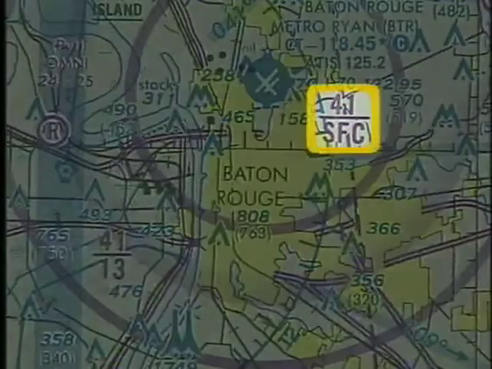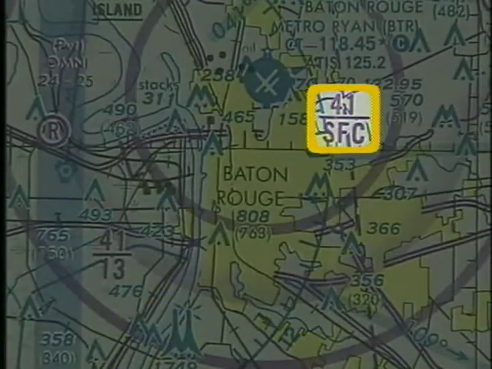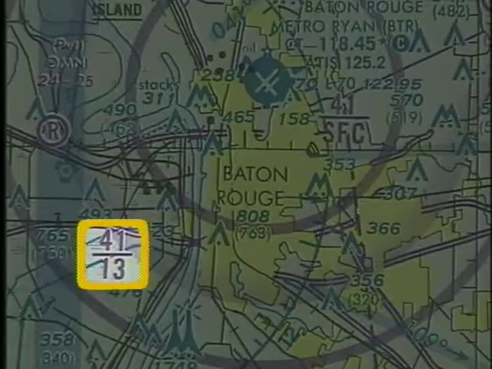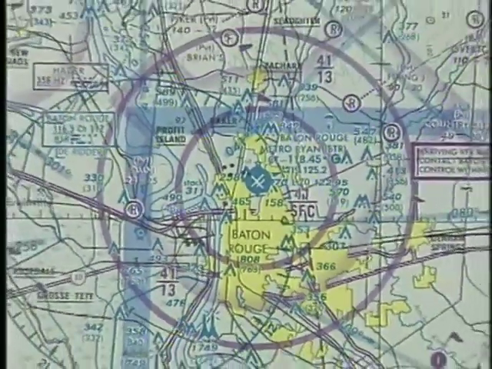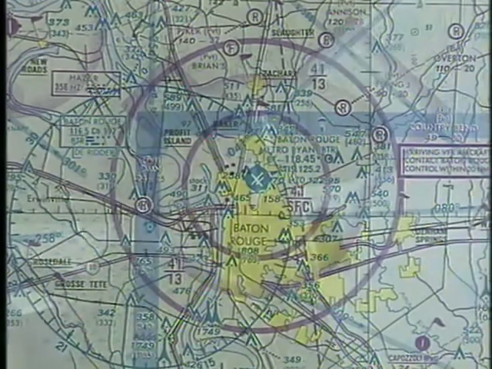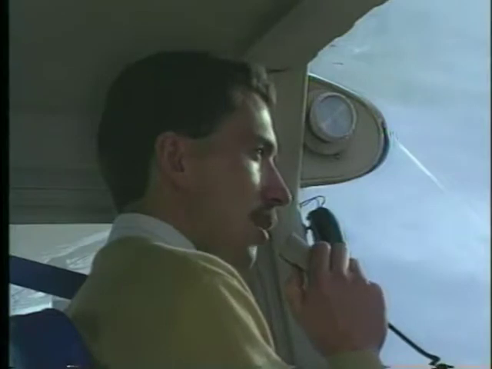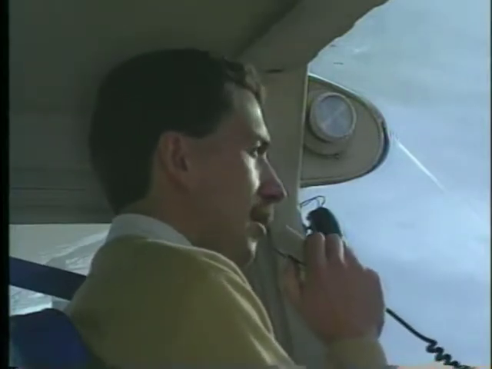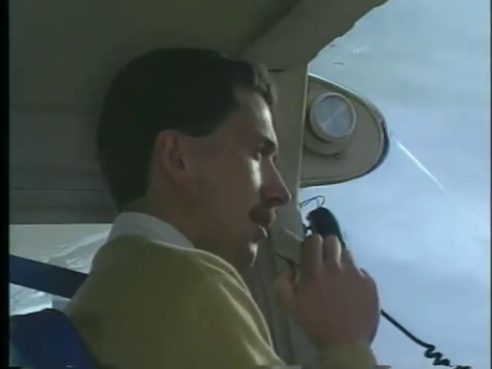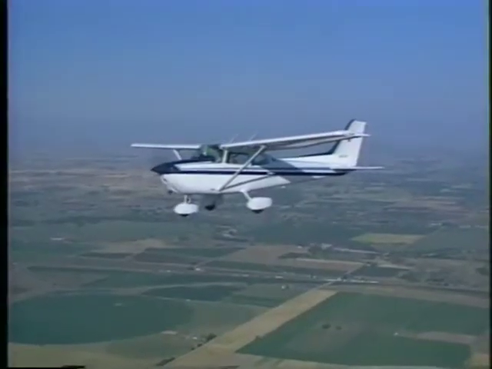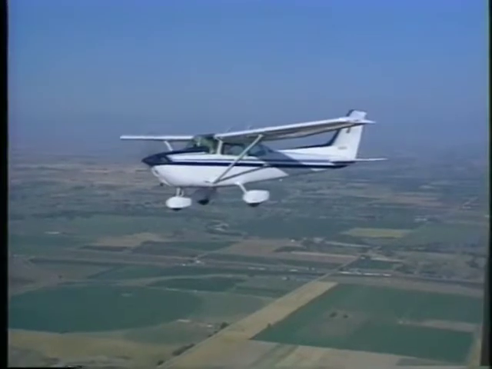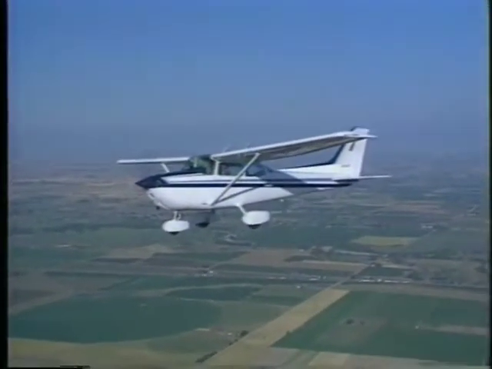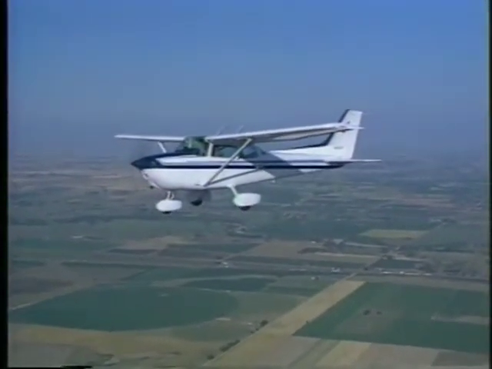The altitudes of the inner and outer circles of Class C airspace are depicted on sectional charts, and the lateral limits are outlined with a solid magenta line. Before you can operate within the inner or outer circle, you must establish and maintain two-way communications with ATC. While not mandatory, you are strongly encouraged to establish and maintain communications with ATC when operating within the 20-mile outer area.